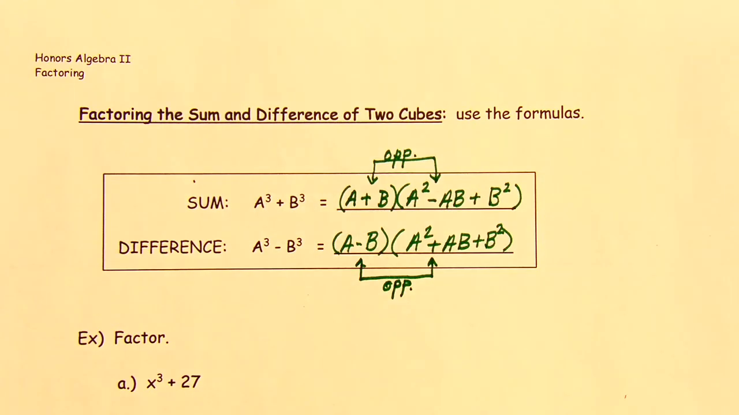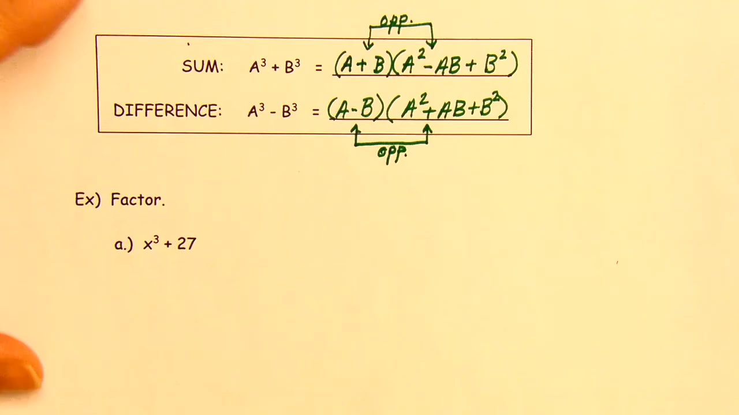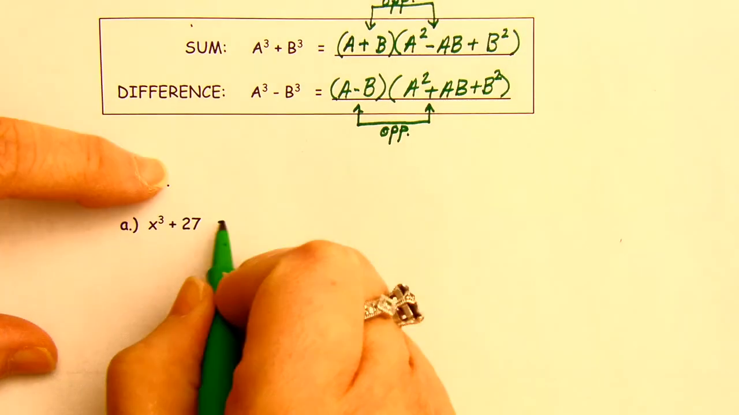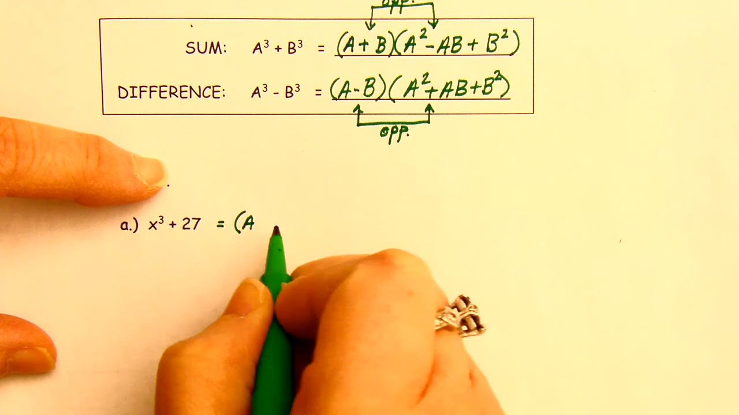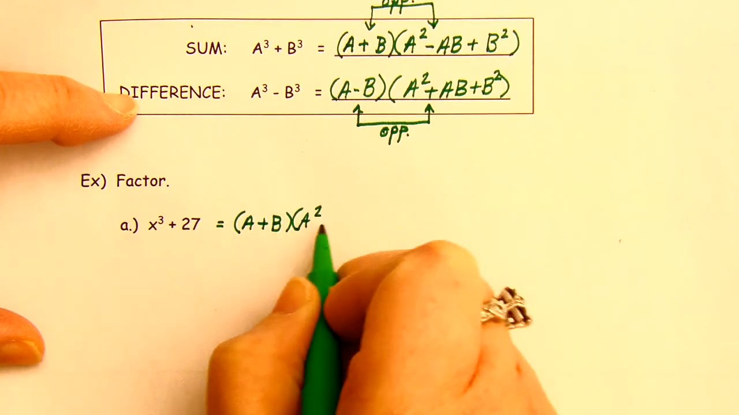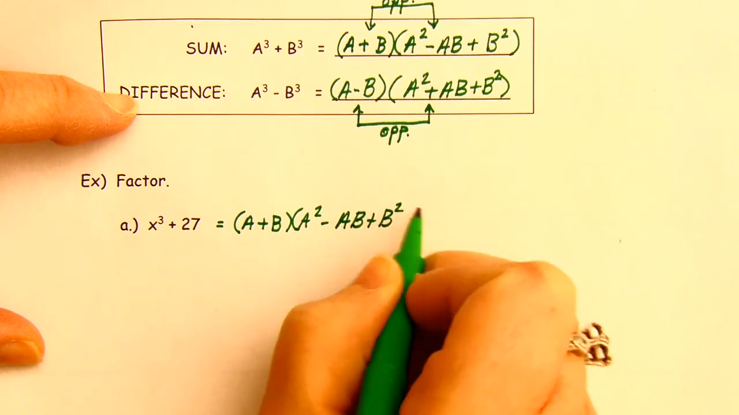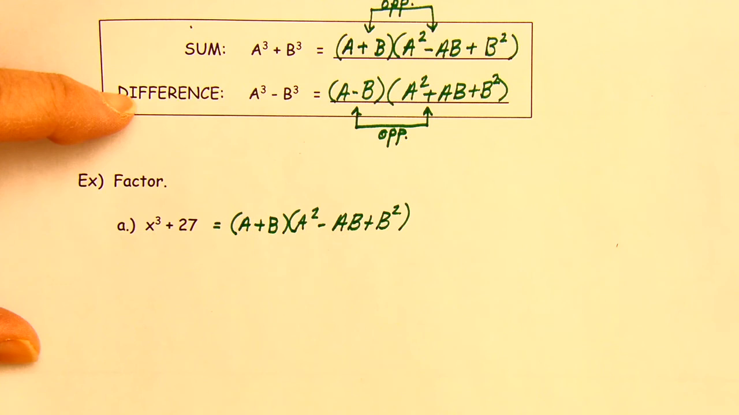All right, so how are we going to do this? Well, we know that this is going to factor as a plus b times the quantity a squared minus ab plus b squared. I have to figure out what my a and my b are. I look at x cubed, I know that's a cube, it's a power of 3. 27 is a cube, the cube root of it is 3.